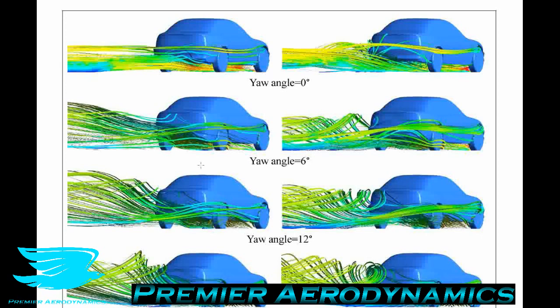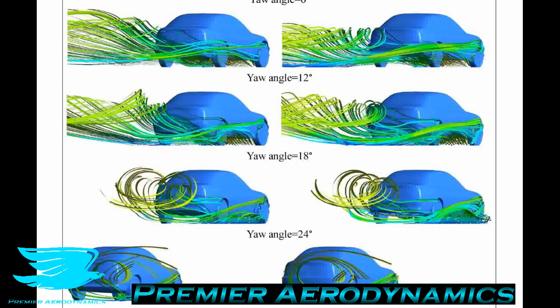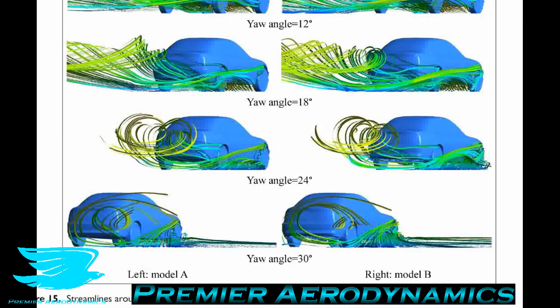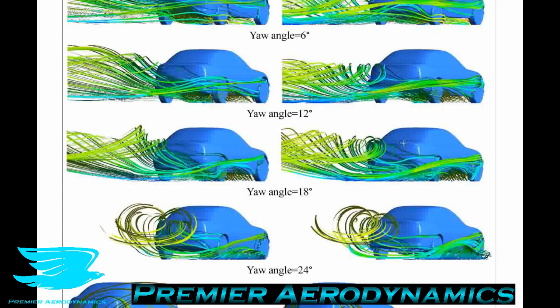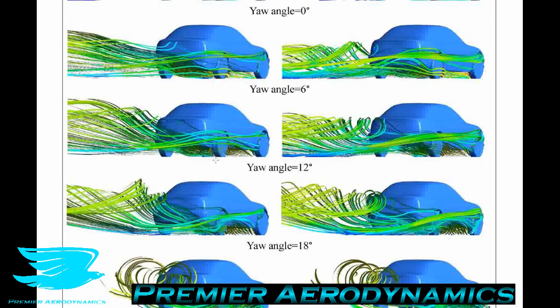But even at all non-zero yaw angles, the roll-up of a vortex in the wake is much more pronounced for Model B compared to Model A. So even at a 30 degree yaw angle, you can see that the vortex roll-up is a little bit bigger than in Model A. But in other yaw angles, it's significantly stronger, more present. So at a yaw angle of 12, you can see it's barely rolling up for Model A. For Model B, it is already rolling up quite nicely.